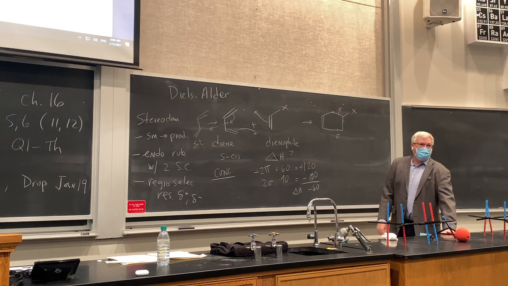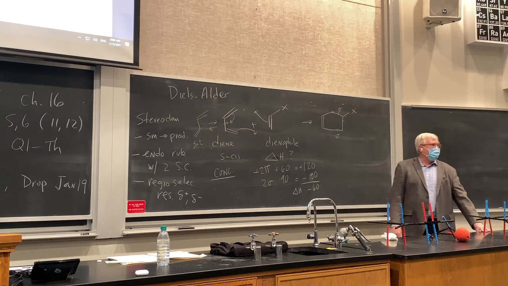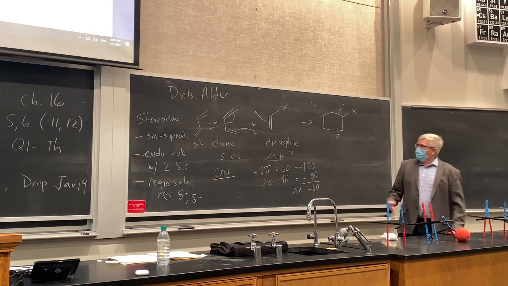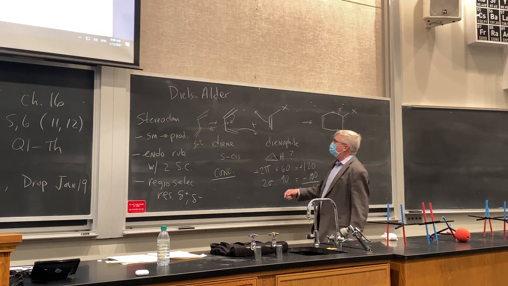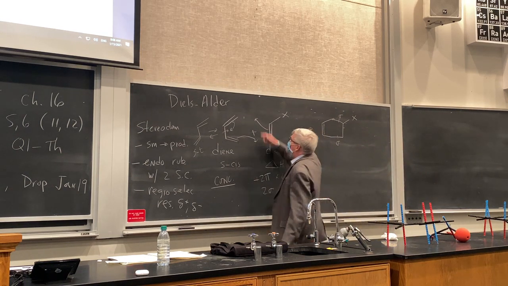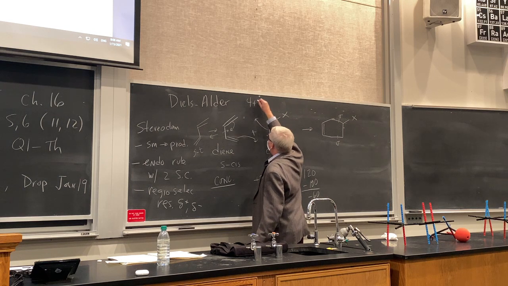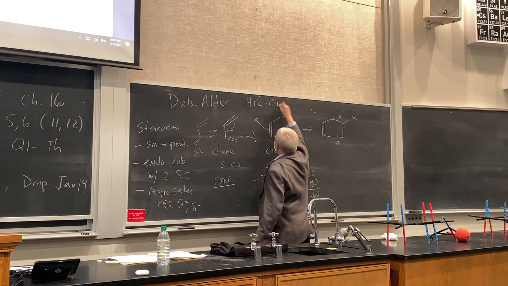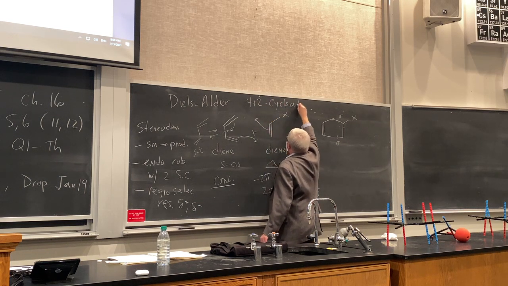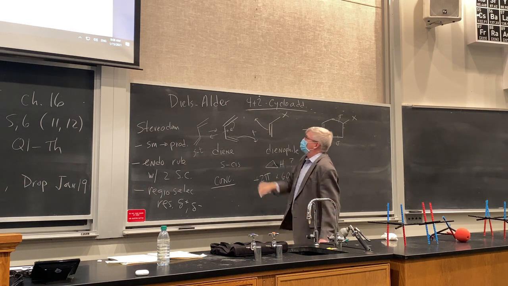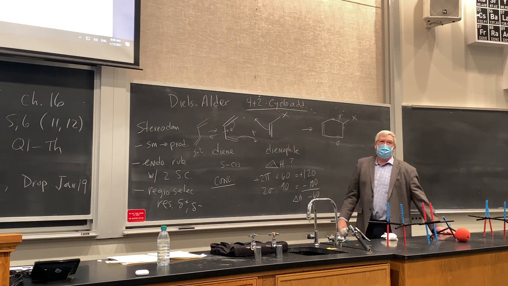It's part of a general class of reactions called the pericyclic reactions. There's a lot of other type of reactions in this family. The Diels-Alder is just one. It's called a 4+2 cycloaddition. That's the technical term for it within the pericyclic class of reactions.